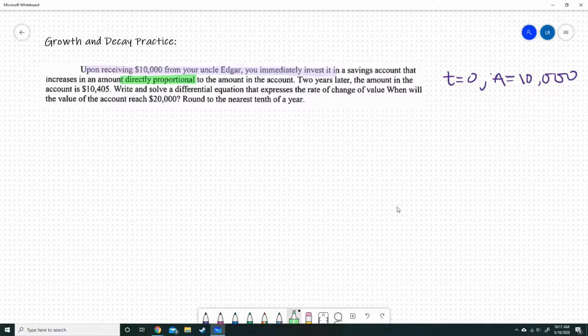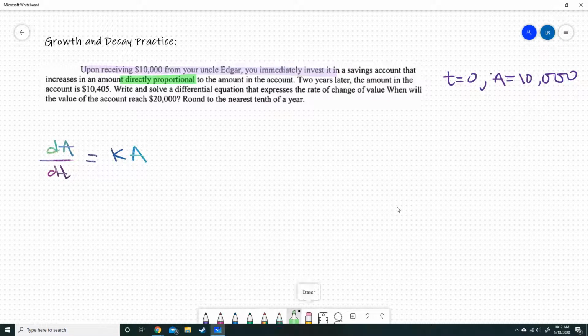So followed immediately after that, they're saying that these are directly proportional, meaning that the rate of change between A and t, rate of change being dA over dt, that's our rate of change of the amount, has to be proportional to some proportionality constant times A, times the amount. That comes directly from the directly proportional piece of it. The rate of change is directly proportional to the proportionality constant times the amount.